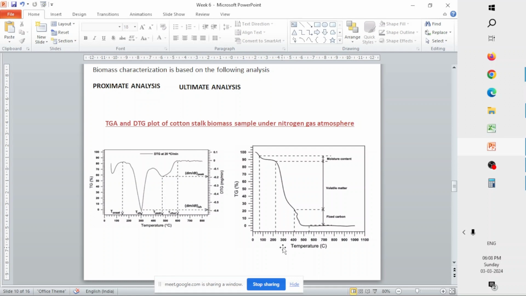Why we don't do these kinds of characterization in an oxygen atmosphere is because your biomass is a carbon-based component. Unless you want to study something related to the combustion process, you don't want to use oxygen, because when you increase the temperature and oxygen molecules are present, and the majority of your sample is carbon based, the chances of the carbon reacting with the oxygen to form carbon dioxide are higher.